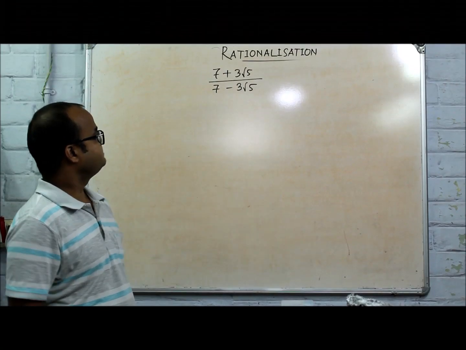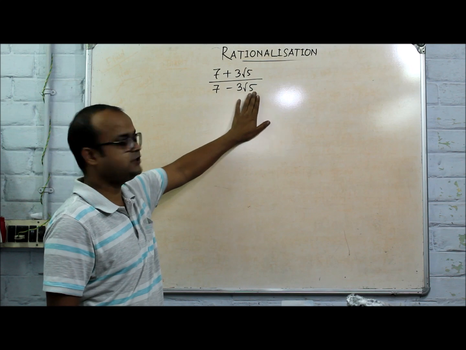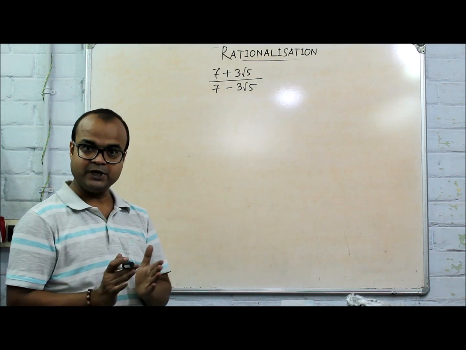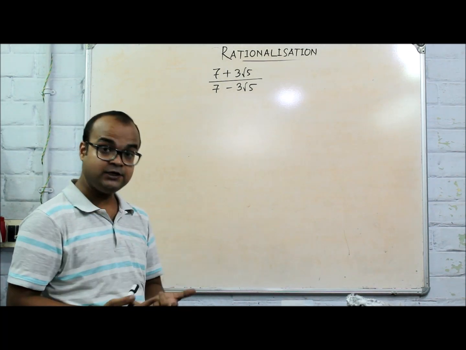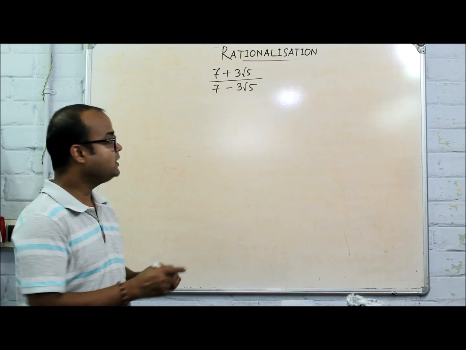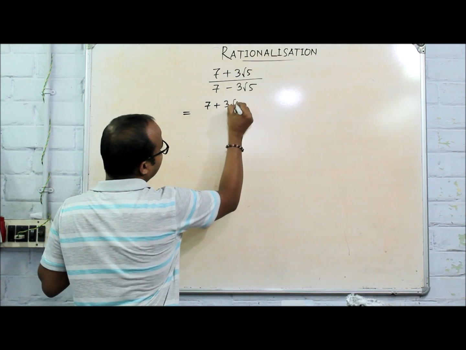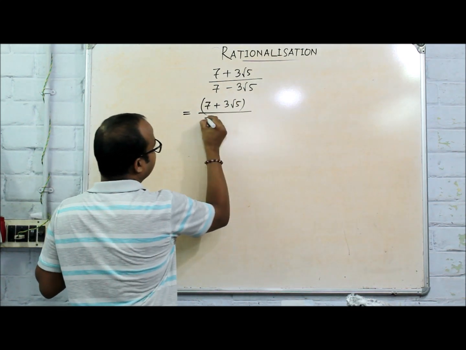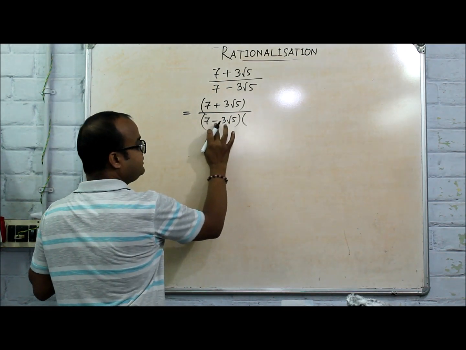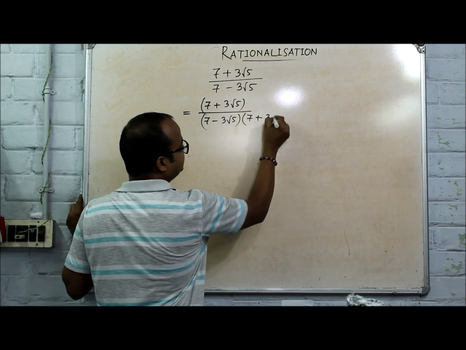Let us discuss this problem. (7 plus 3 root 5) by (7 minus 3 root 5). Our basics remain the same. We need to multiply numerator and denominator with the same term but with opposite sign. So we need to multiply (7 plus 3 root 5) by (7 minus 3 root 5) with, since 7 minus 3 root 5 is given, 7 plus 3 root 5.